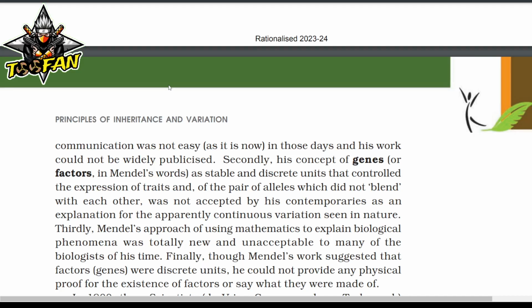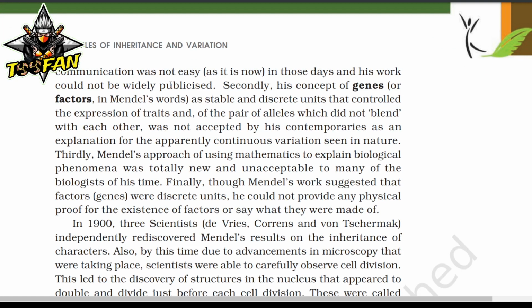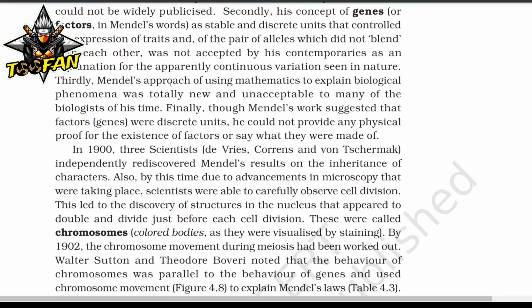Thirdly, Mendel's approach of using mathematics to explain biological phenomena was totally new and unacceptable to many of the biologists of his time. Finally, though Mendel's work suggested that the factors were discrete units, he could not provide any physical proof for the existence of factors or say what they were made of. In 1900, 3 scientists, De Vries, Correns and von Tschermak, independently rediscovered Mendel's results on the inheritance of characters.